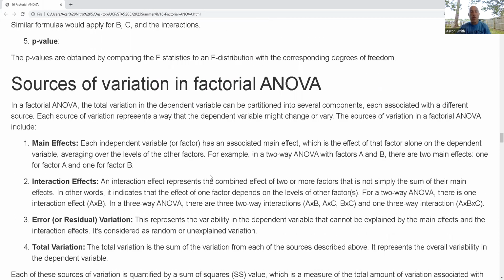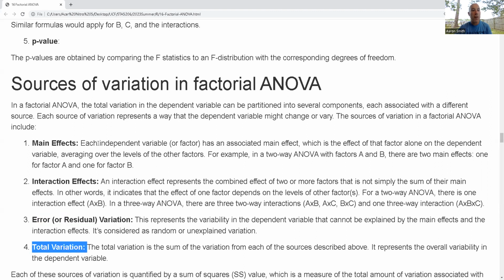So let's take another look at the sources of variation in Factorial ANOVA. In Factorial ANOVA, the total variation in the dependent variable can be partitioned into several components, each associated with a different source. Each source of variation represents a way that the dependent variable might change or vary. The sources of variation in a Factorial ANOVA include the main effects, the interaction effects, the error or residual variation, and then the total variation.